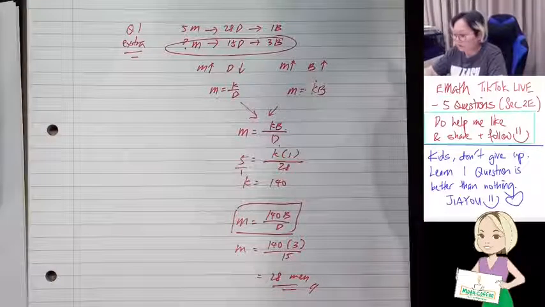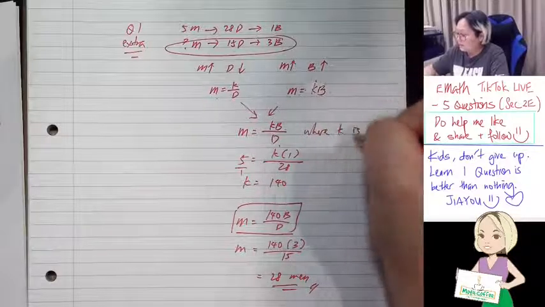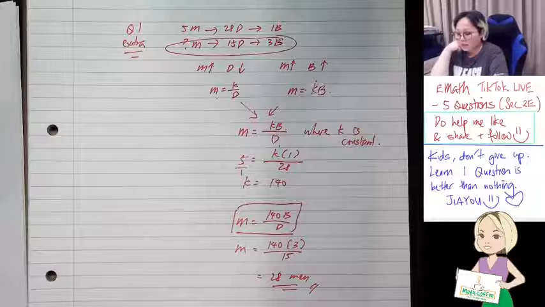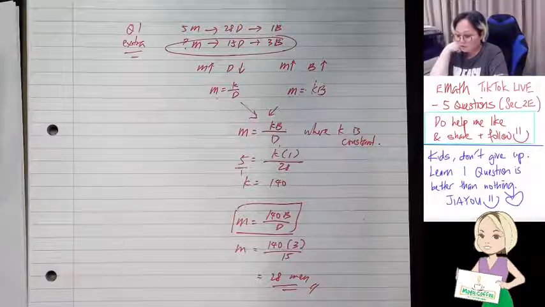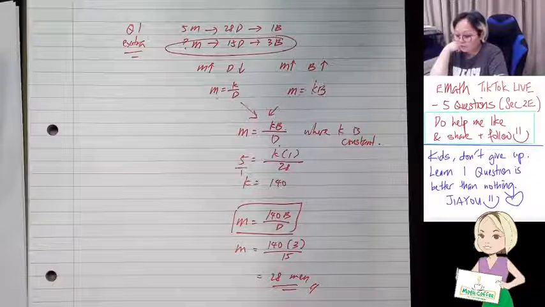K is a constant. Okay, so where k is constant, that means it's a fixed number. This is a 3 variables way.